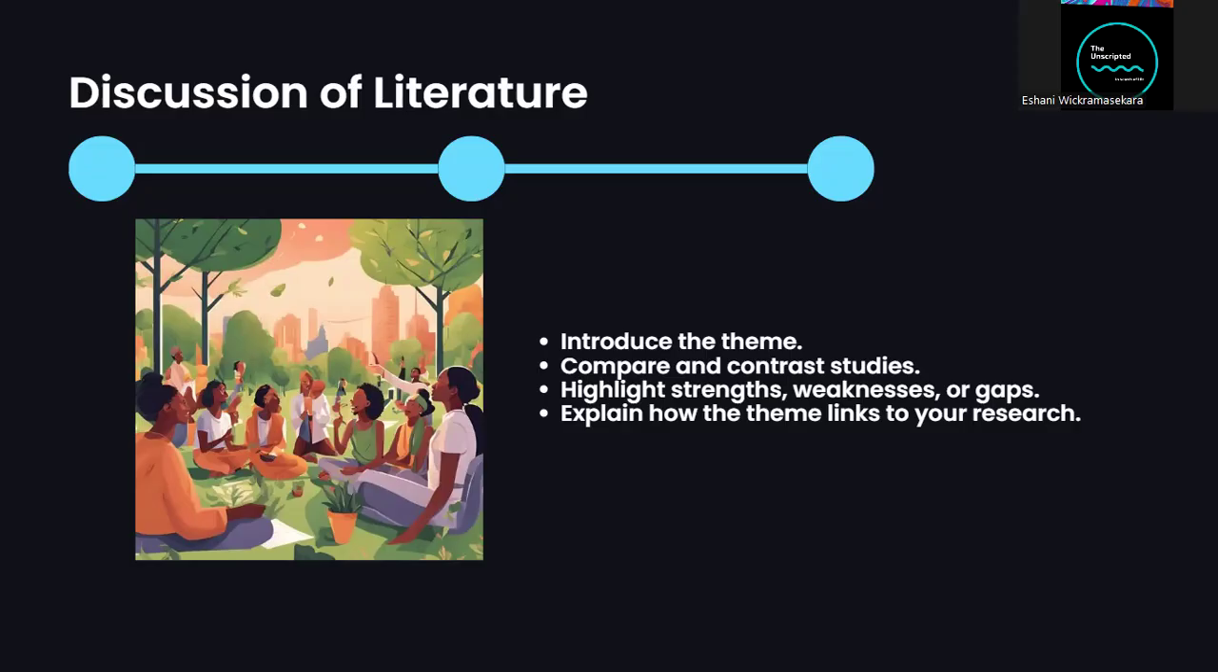If you have two papers that you have selected, you can highlight that this article has found these findings, but on the other hand, according to another article conducted by other researchers, it says something otherwise, or it could be something of a similar nature, right? So you have to have that comparison and contrast among the different studies that are relevant to your topic, right?